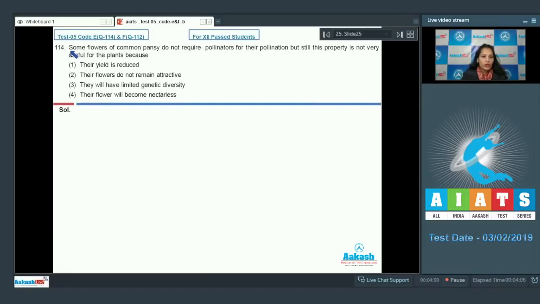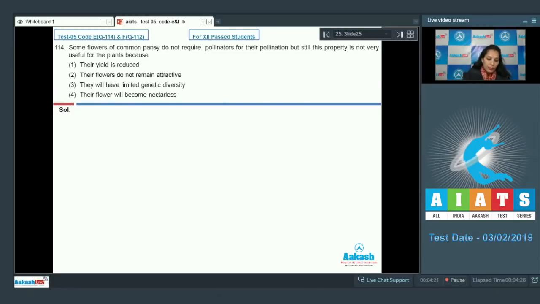Question number 114. Some flowers of common pansy do not require pollinators for their pollination, but still this property is not very useful for the plants because first option, their yield is reduced. Second, their flowers do not remain attractive. Third, they will have limited genetic diversity. Fourth, their flower will become nectarless.